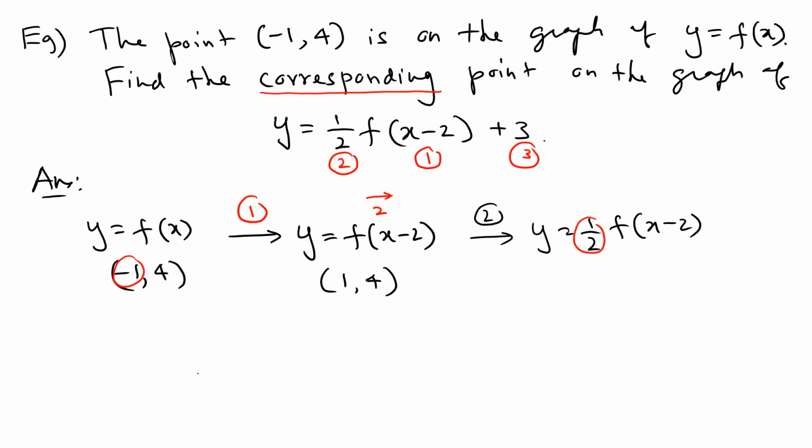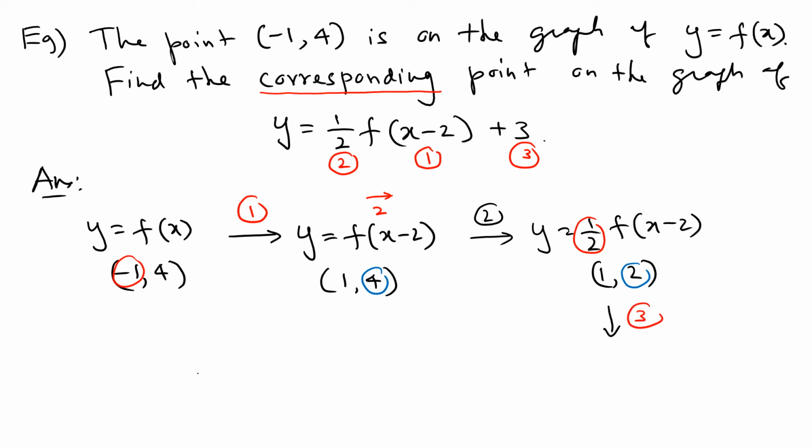So it's just gonna affect the y coordinate. So that means it's gonna half the y coordinate. That means it's gonna be 1, 2, because you get the half of 4. Okay, it only affects the y coordinate. So we'll get the half of 2. Now the next one, we can do step 3.